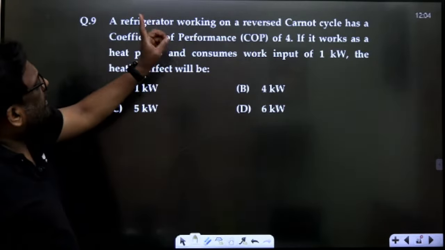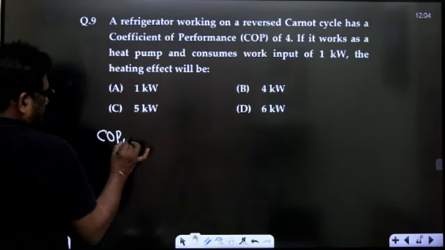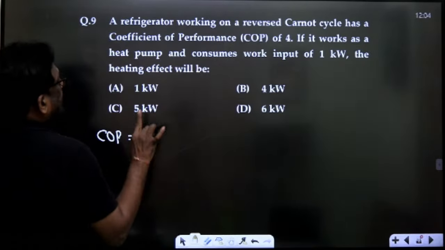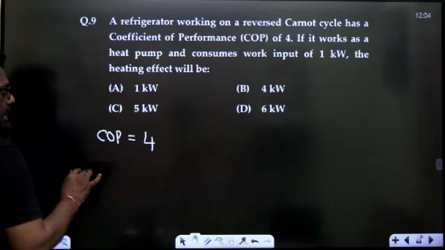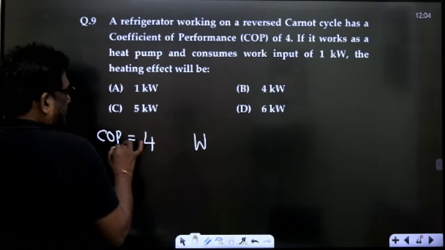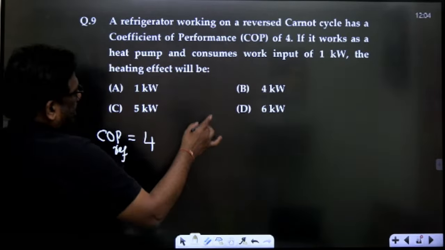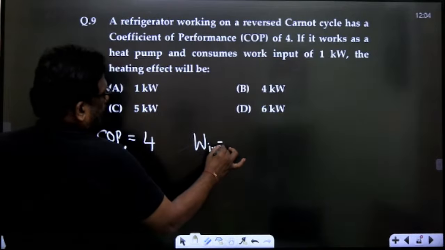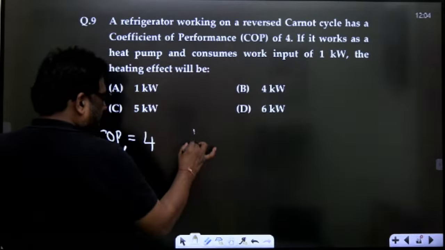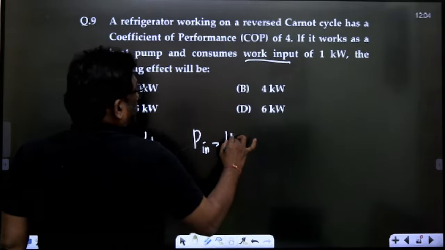The COP of a reverse Carnot cycle is 4. If it works as a heat pump and consumes a work input of, actually it is a power input because it is given in kilowatt. Even though he uses the word work input, it is power input only.